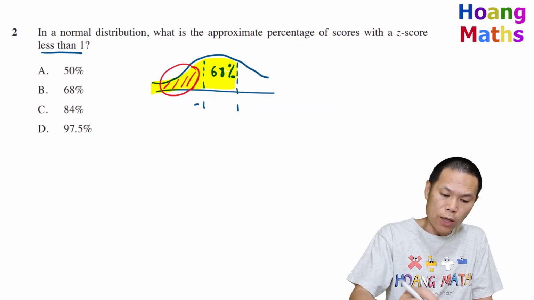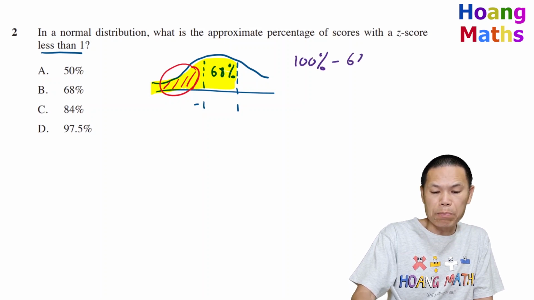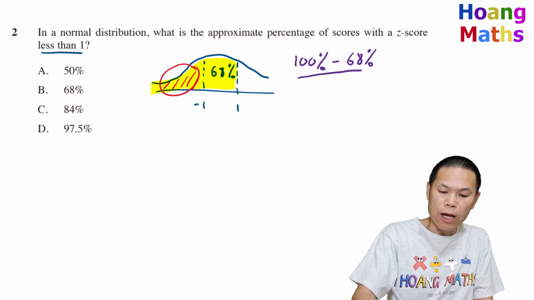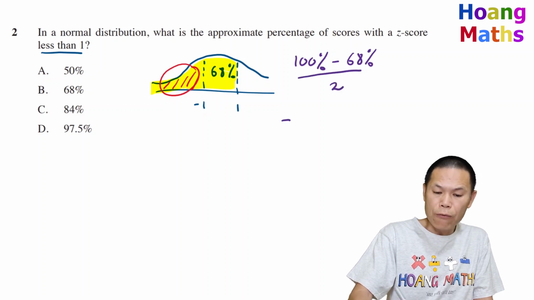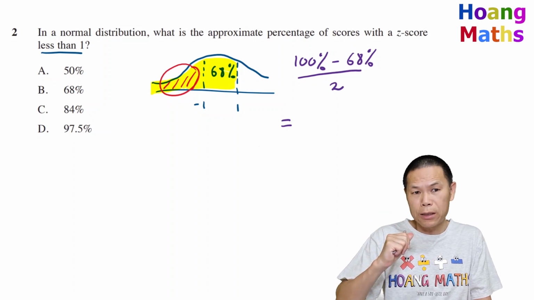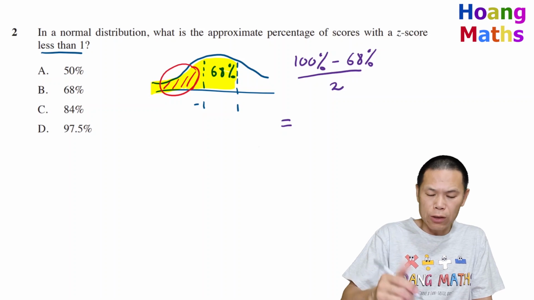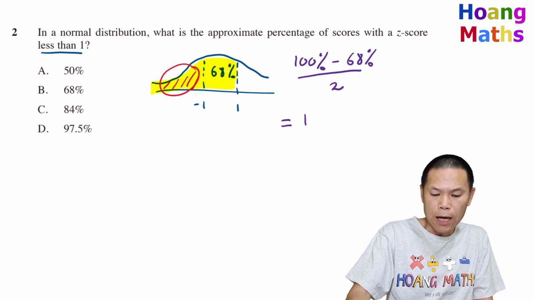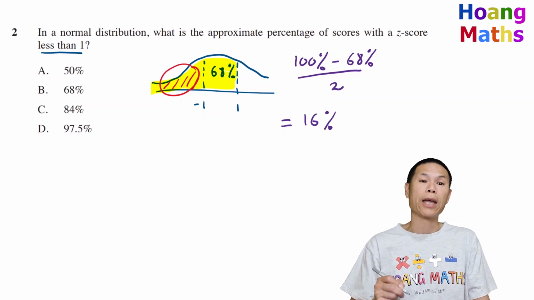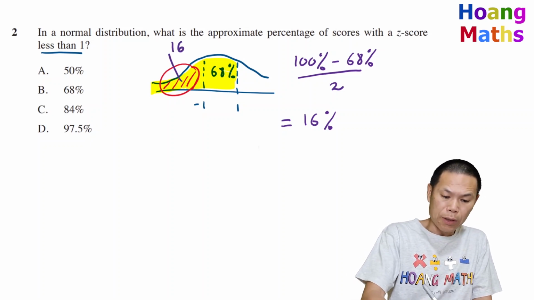So let me just work this out. So we just go 100% and we minus 68%, and then we divide by 2. So therefore, 100 minus 68, so 100 minus 70 is 30, so that becomes 32, and we divide that by 2, which should give me 16. Otherwise, we can just put it on a calculator. So this part here is 16%.